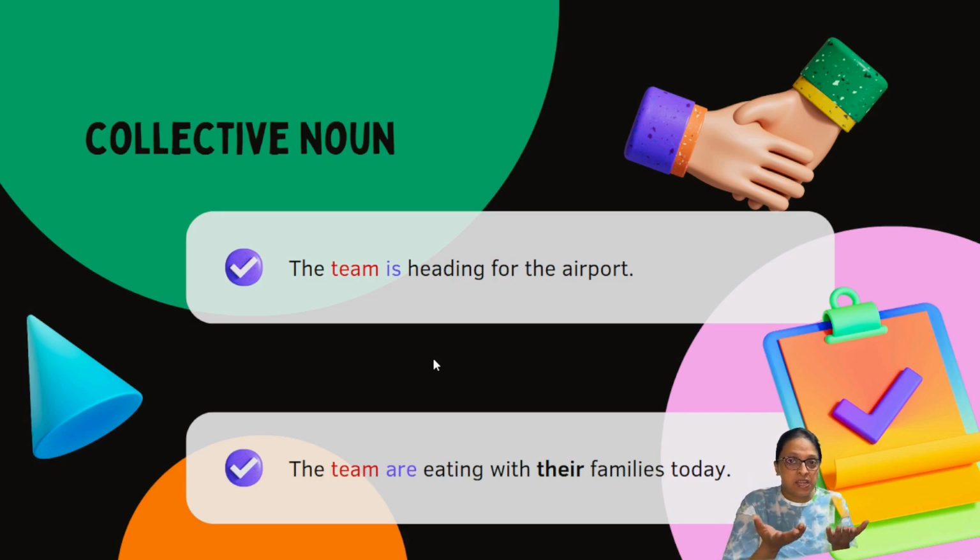But by saying team, we are saying the whole thing in a nutshell, but we want to refer to the members. Okay? So the team are eating. It will take a plural verb because they have their families also. One team member will have their families also. So they are eating with their families. That is what we mean here.